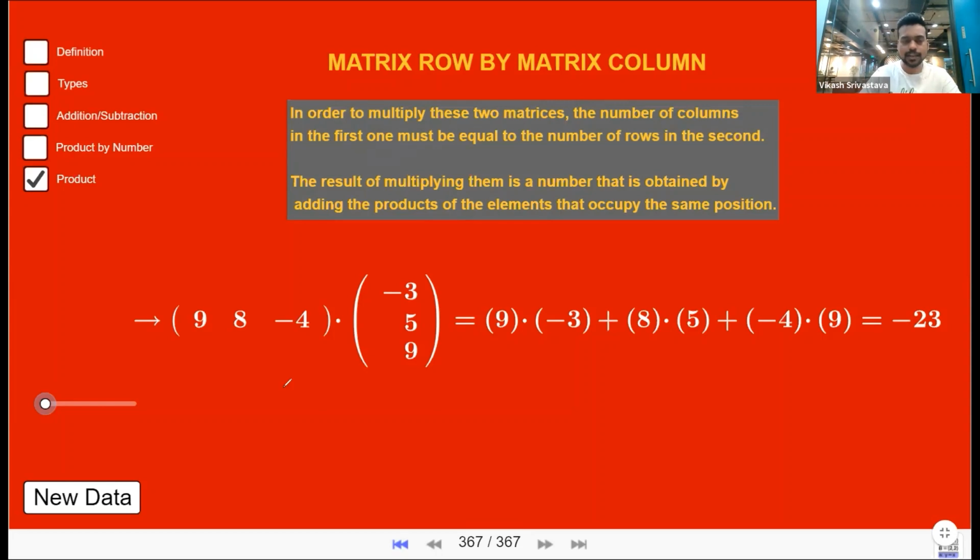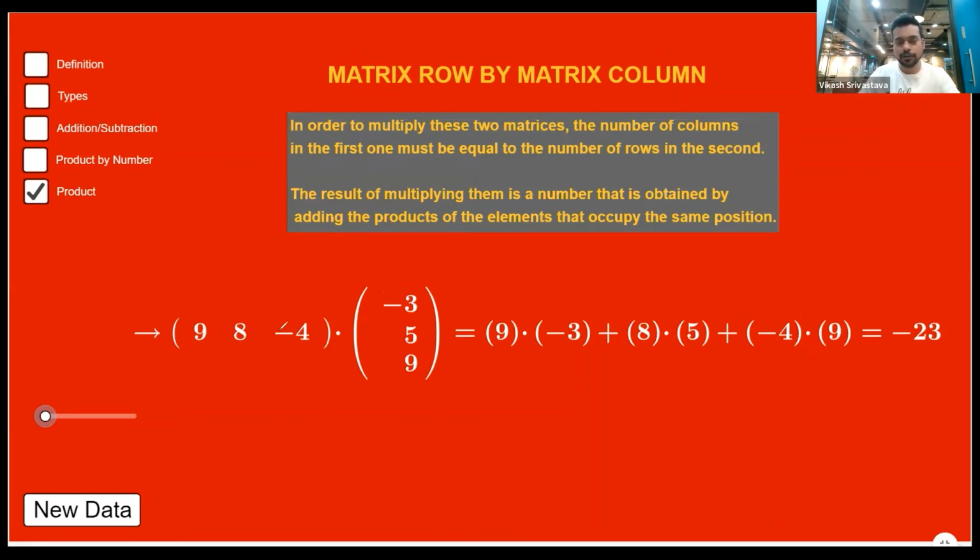So let's consider this particular matrix, which is a row matrix. So a row matrix, this has the order 1 cross 3. And this particular column matrix has the order 3 cross 1. Okay, so let's see in this case if this criteria is being satisfied or not.